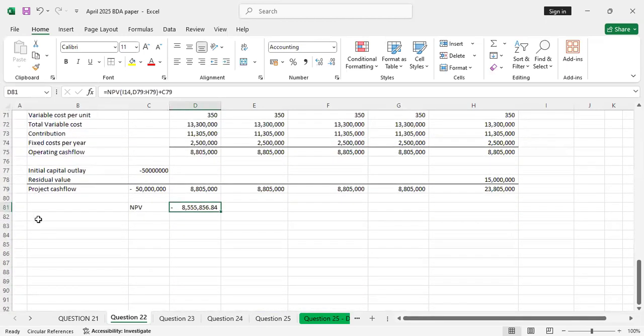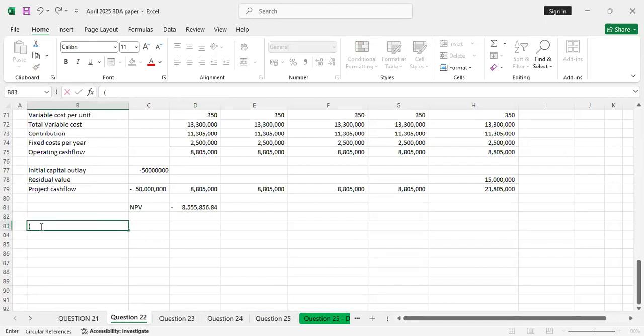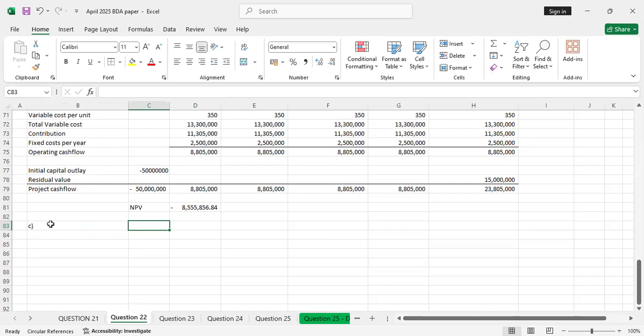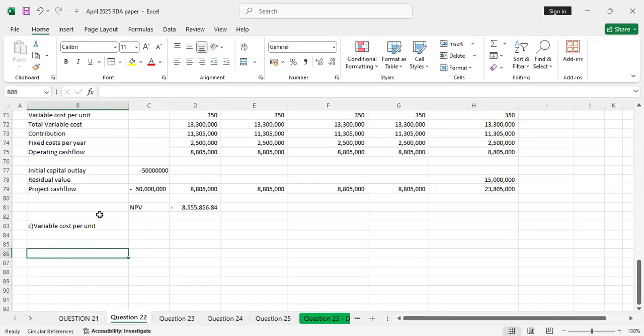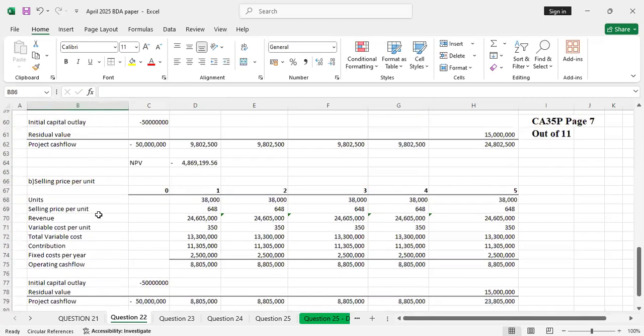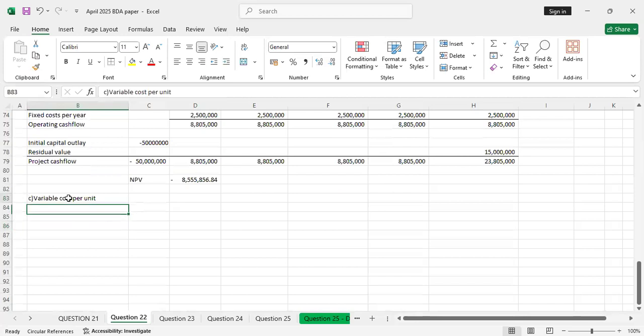So you go to C, you do the same. And now C will be the variable cost per unit. So we do the same.